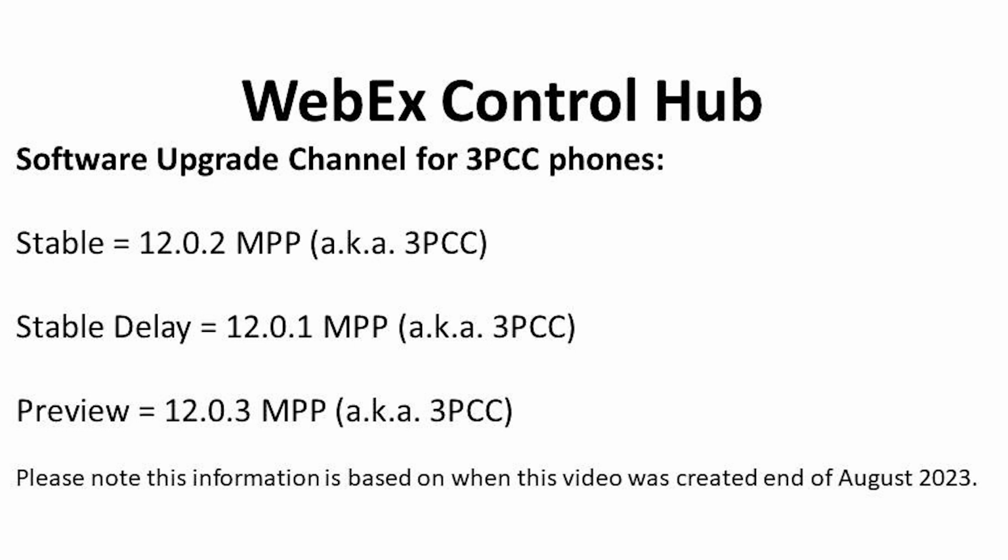By default, it's going to be set to stable, and as of the recording of this video, stable equals version 12.0.2 MPP, also known as 3PCC software. The other option is stable delay, which is a little bit older firmware, 12.0.1 MPP. And then the third option offered is what they're calling preview, and that would be 12.0.3 MPP.